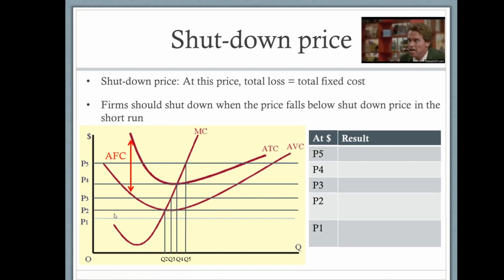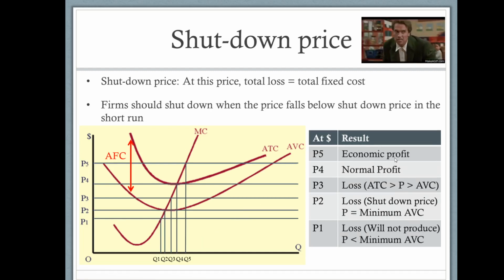And of course, P1. If the price is even lower, then you have to shut it down, because you should shut down when the price falls below the shutdown price. There's no need for you to produce anymore because you will be better off if you just shut down your production. Right now your average revenue cannot even cover your average variable cost, and that's why you are going to shut it down.